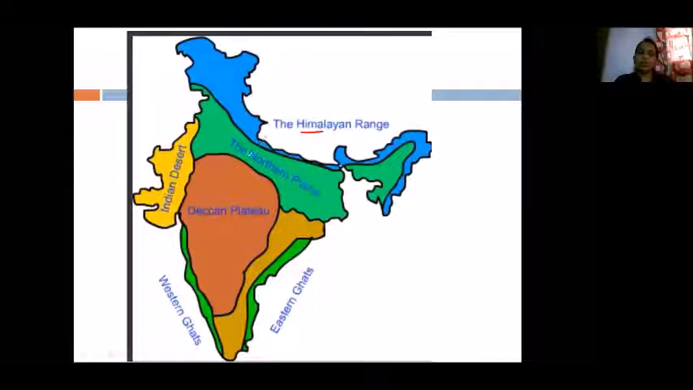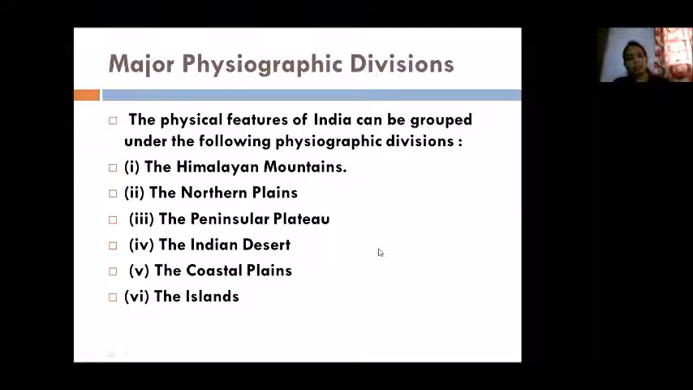This is the first. Then second, we are going to see the northern plains. Then after the Deccan Plateau, desert, eastern and western Ghats we are going to see along with the plateau. Coastal land is also there, and lastly, islands. 1, 2, 3, 4, 5, 6 features are there. One by one we will see. Look here, in detail all about this one we will see.